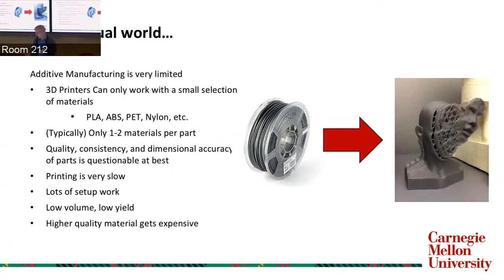Printing is really slow. Even a specifically designed part is still going to take half an hour to print. Low volume, low yield, so you're going to expect to lose some of these parts if you try to make any level of production. The filaments cost more than we'd like, although they are pretty cheap, and a myriad of problems.